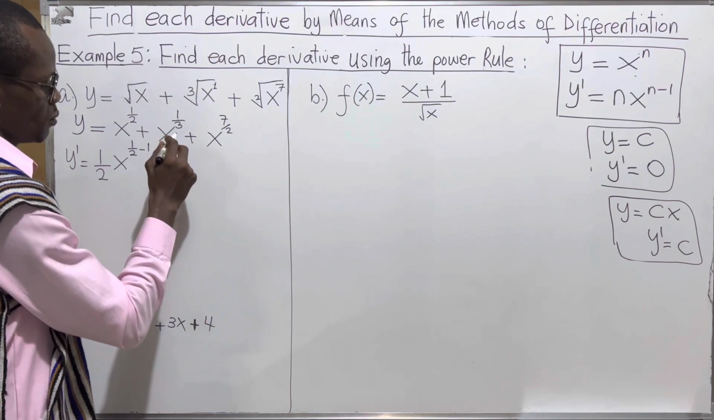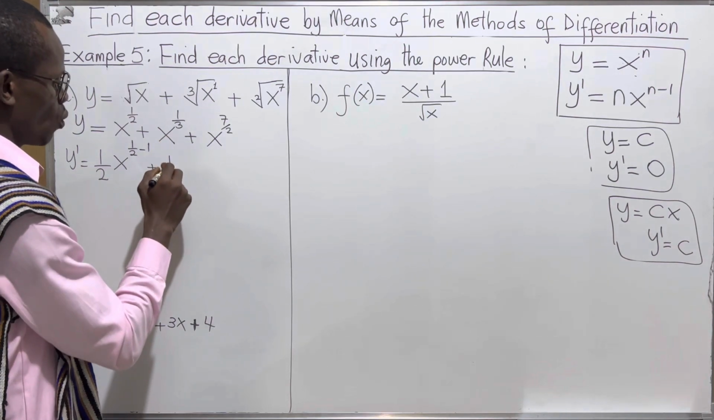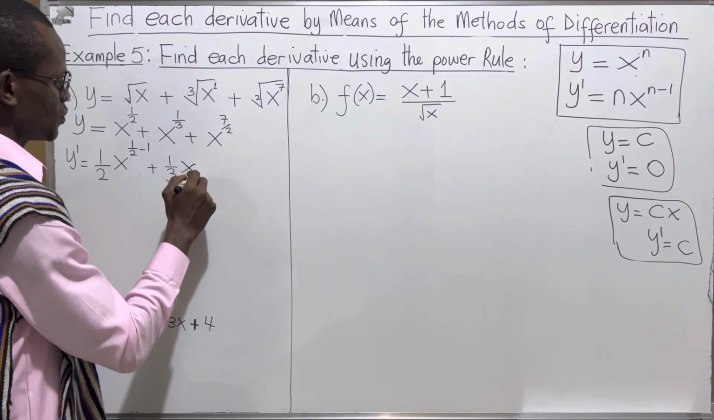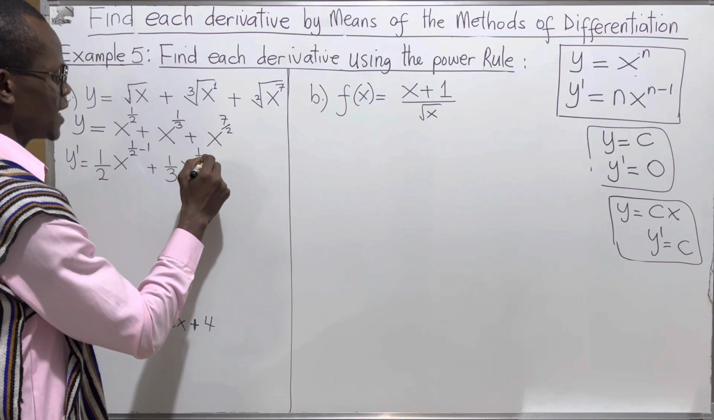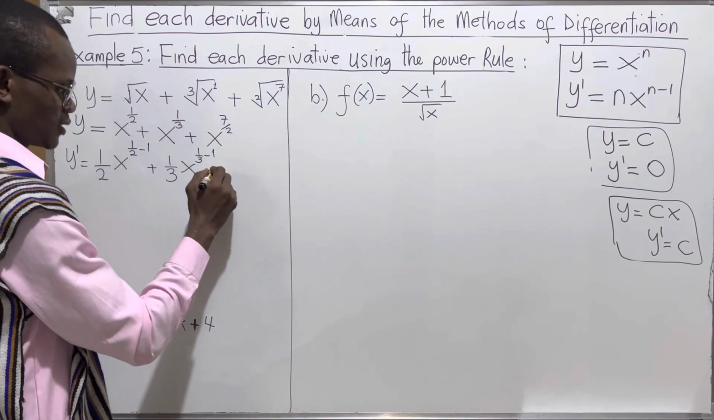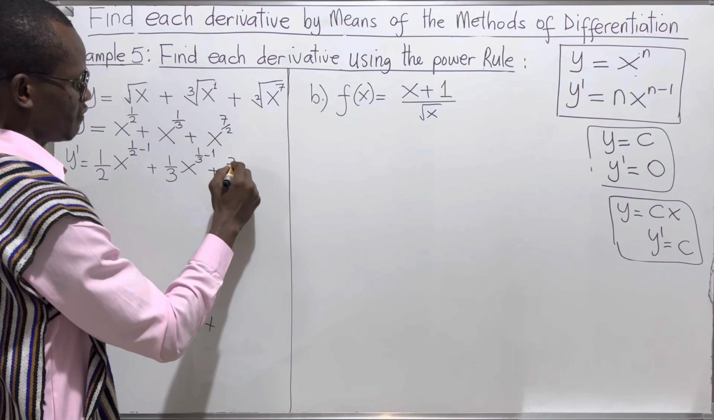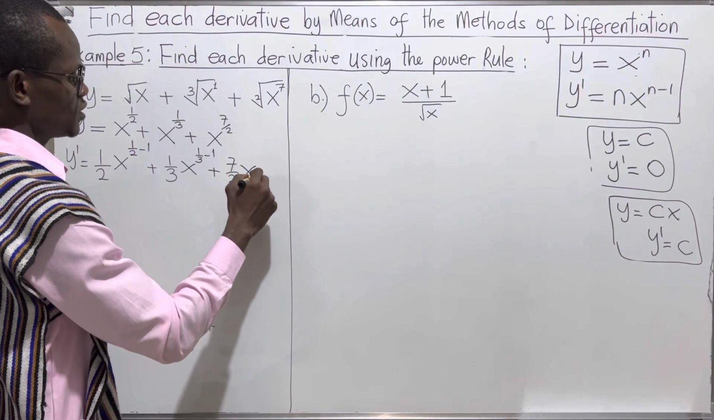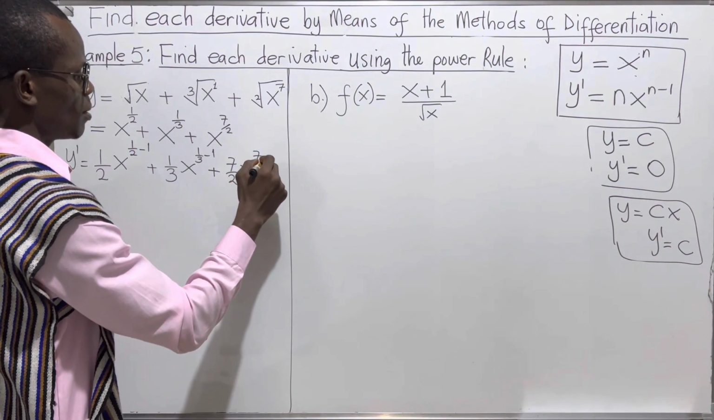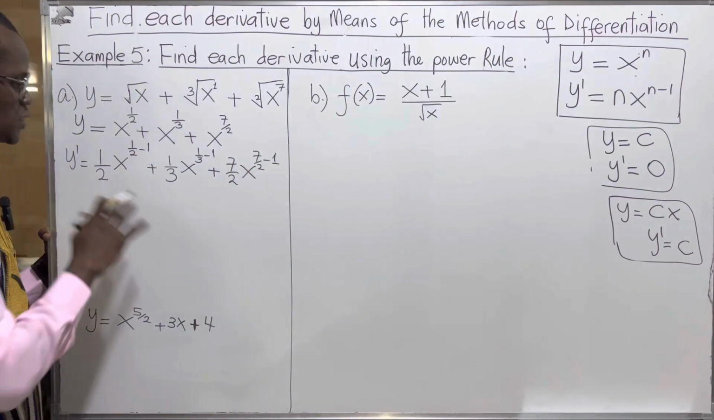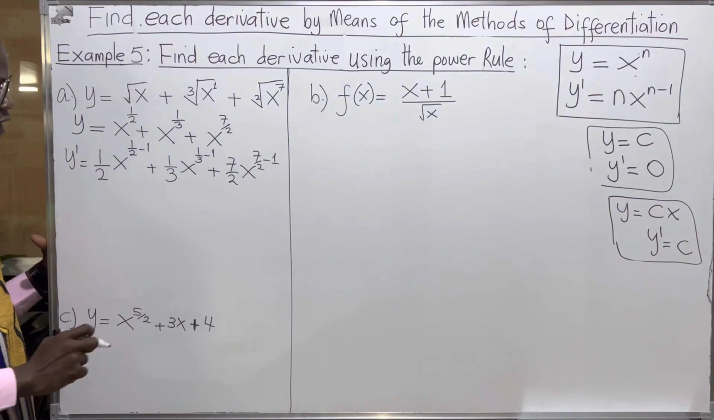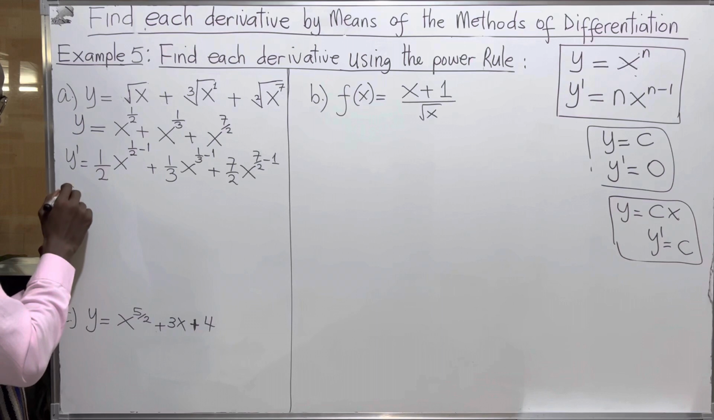Plus, we move to the next term. We have 1 over 3 x raised to the power 1 over 3 minus 1. Plus, again, we bring this power down, 7 over 2 x raised to the power 7 over 2 minus 1. So we have differentiated every term. It's just for us to simplify.